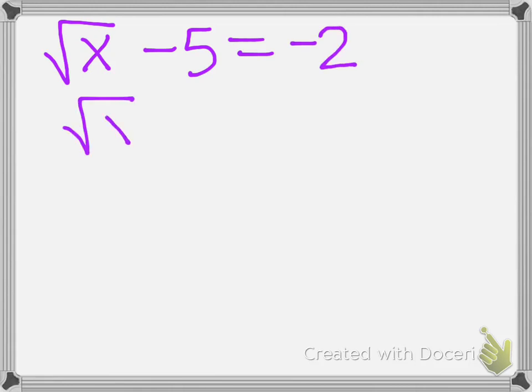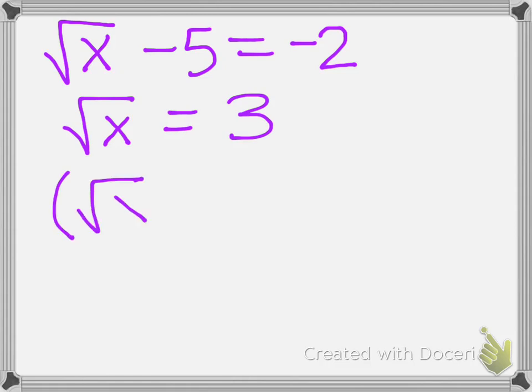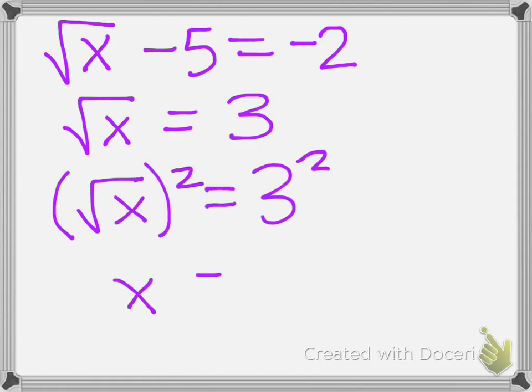What if I gave you the square root of x minus 5 equals negative 2? The first thing you would do would be your simple algebra, add 5 to both sides. So the square root of x equals 3. Then we'll square both sides to undo that square root. We will end up getting x equals 9. This is just like any other algebra problem we've done before. Now we just have our radical. Let's do a couple more examples.